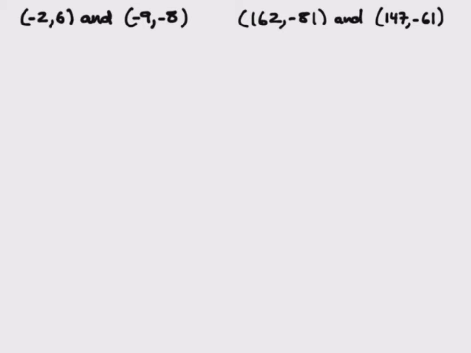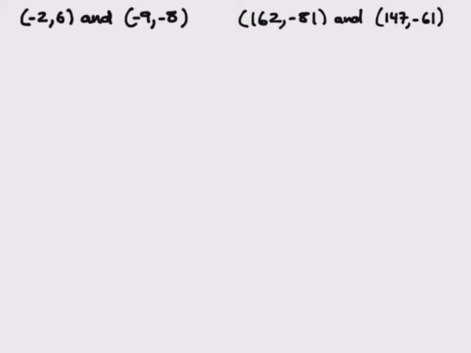All right, time to do some practice problems. Let's find the equations of the lines containing the points negative 2, 6 and negative 9, 8, and then the line containing the points 162, negative 81, and 147, negative 61. We're going to do the first one together, and then I'm going to let you try the second one on your own.